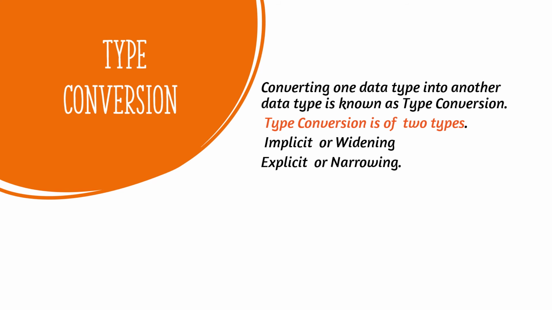The next important topic is type conversion. Type conversion means converting one data type into another. We have learned about the data types. So if you want to convert one data type into another, we will be using type conversion. Two types of type conversions are there: implicit conversion, otherwise we can say widening conversion, and explicit or narrowing conversion.